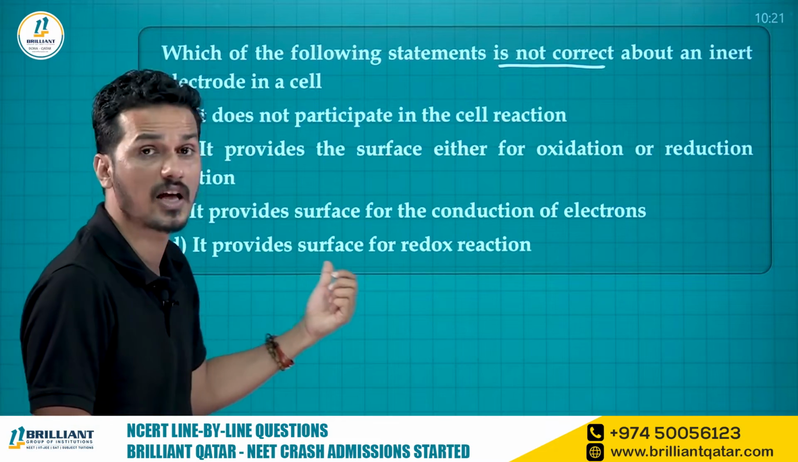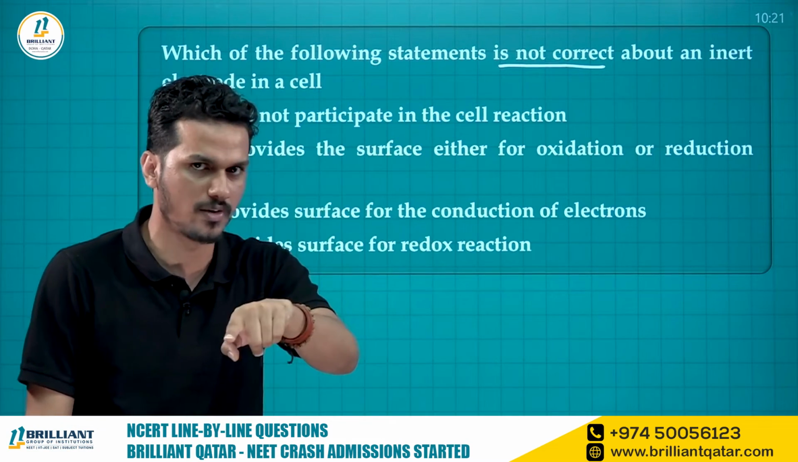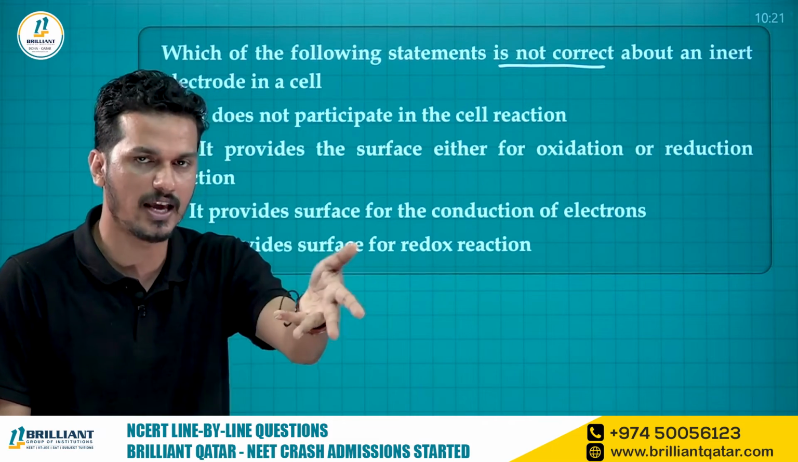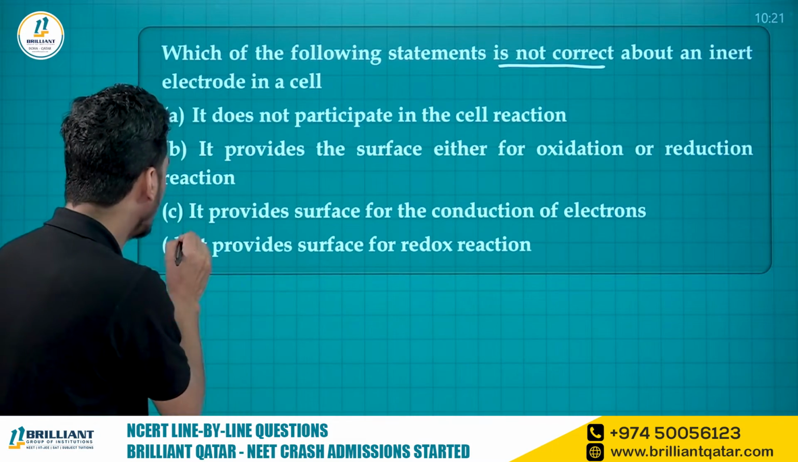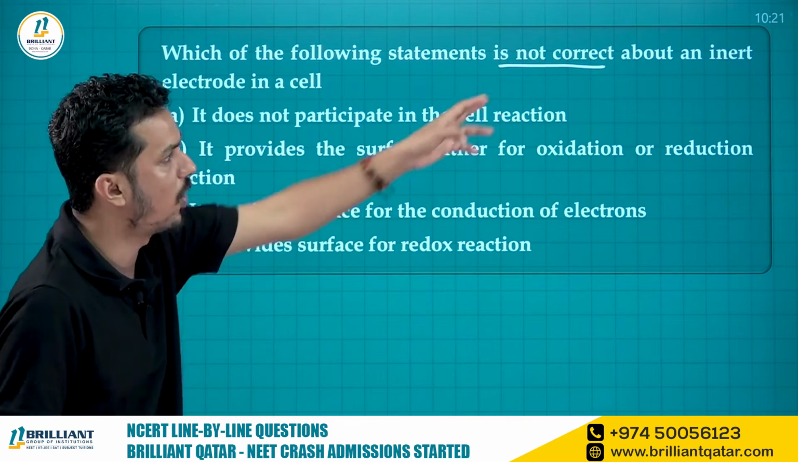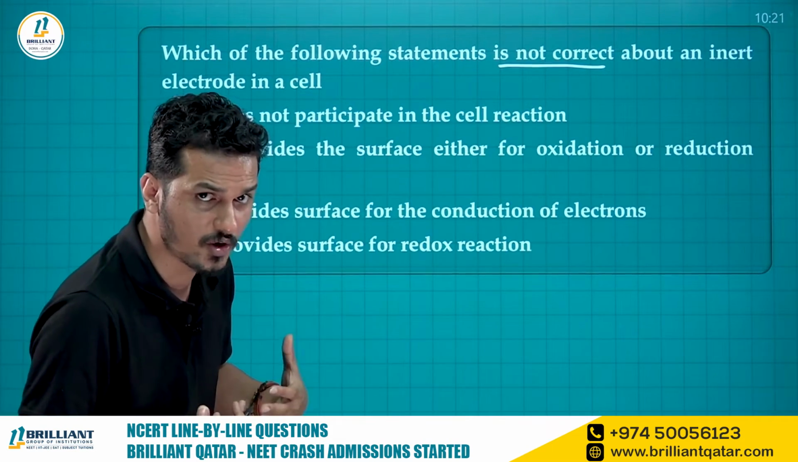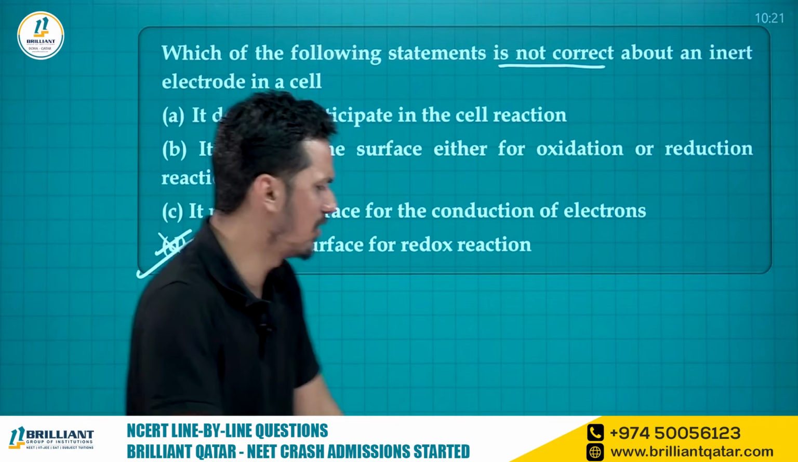What about this one? It provides surface for redox reaction. That is wrong. At a time, it cannot give reduction as well as oxidation. At a time, only one is possible. So that's why D is the correct one. D is not correct, which means option D is our answer. Is it okay, guys? Ready? I hope you got it.